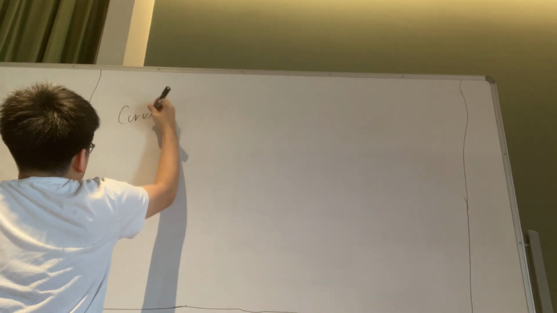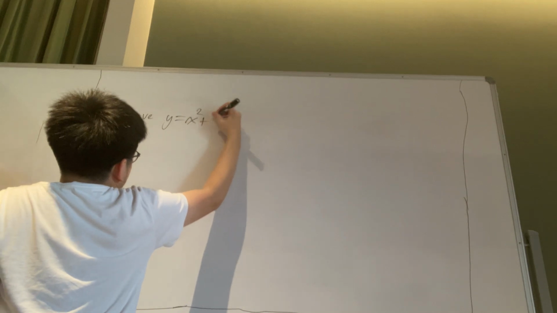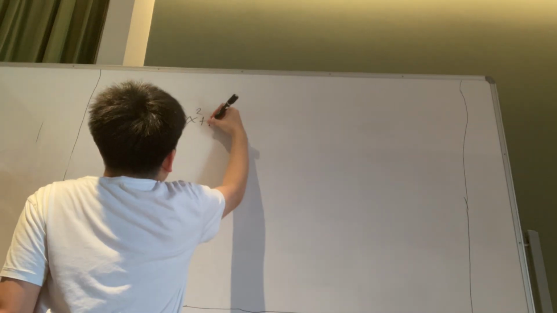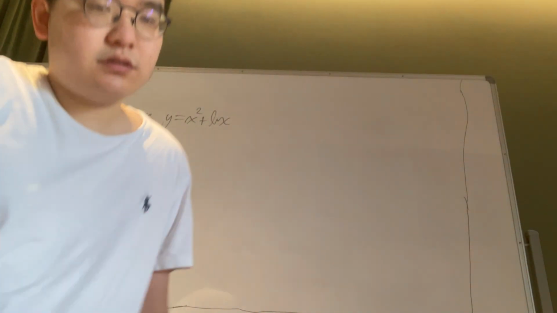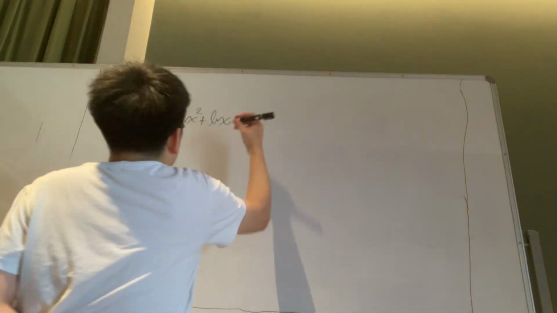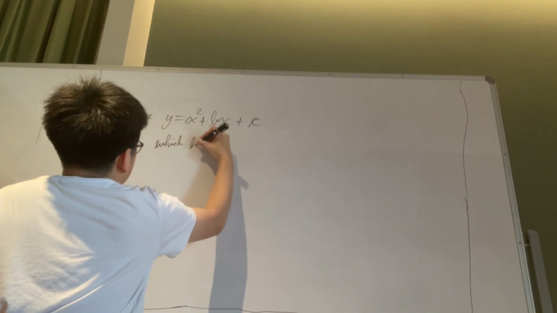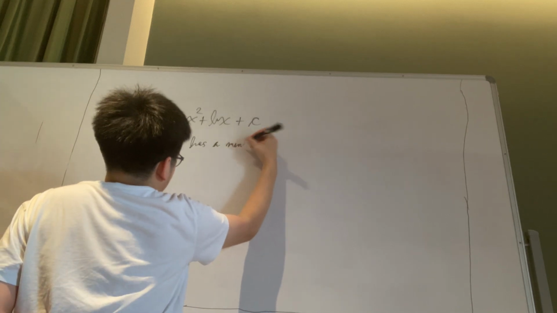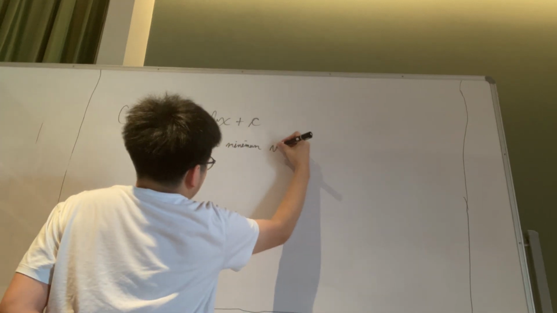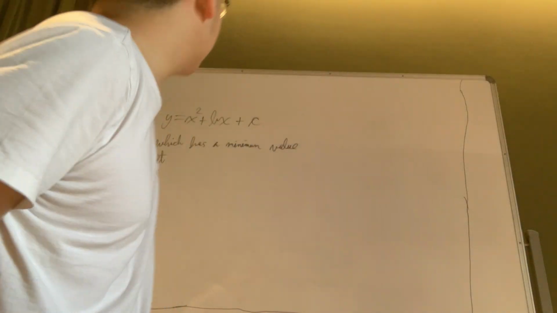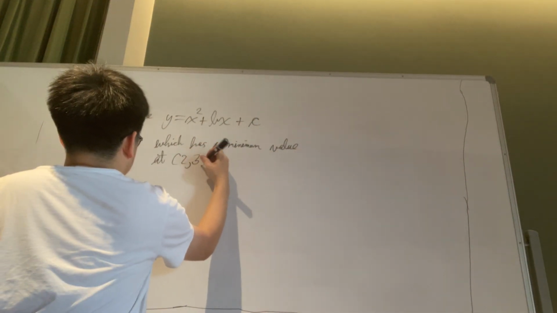You have the curve y equals x squared plus bx plus c, which has a minimum value at 2, 3. So find the value of b and c.